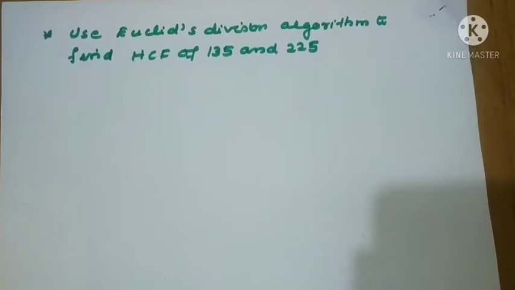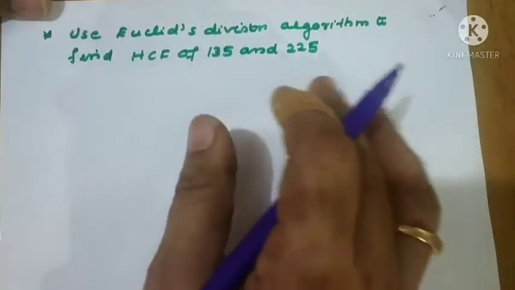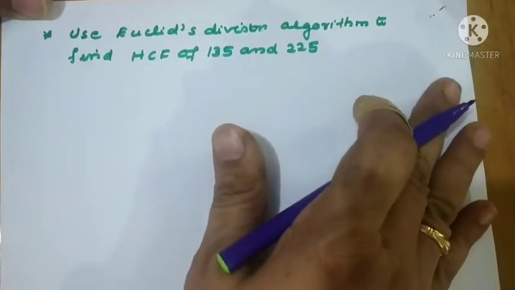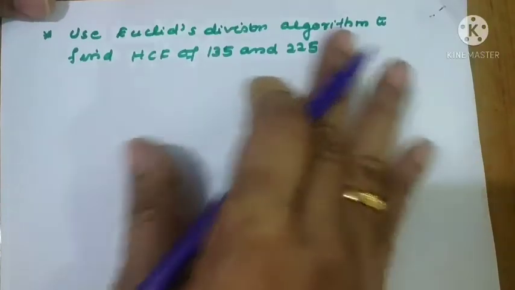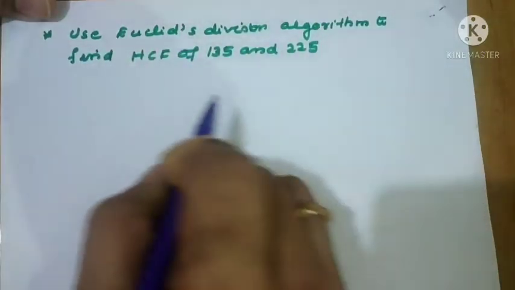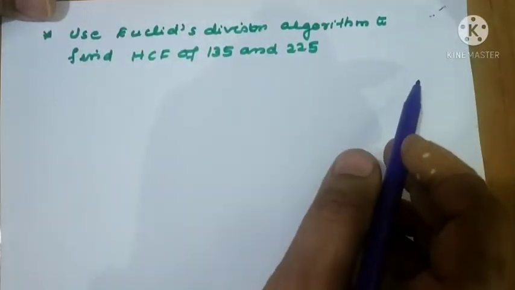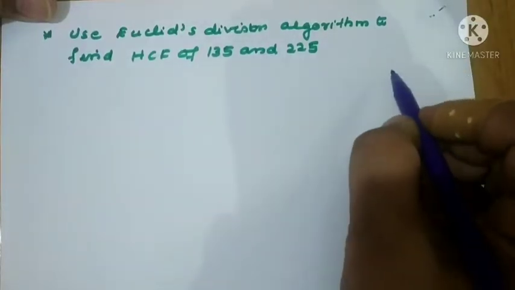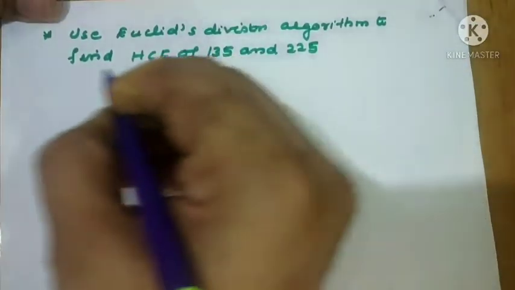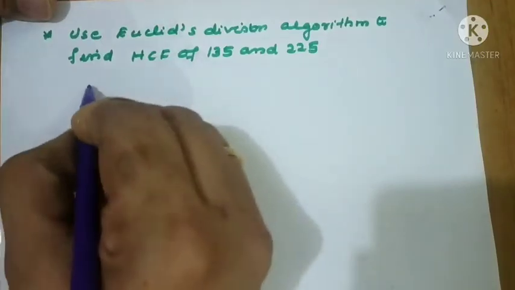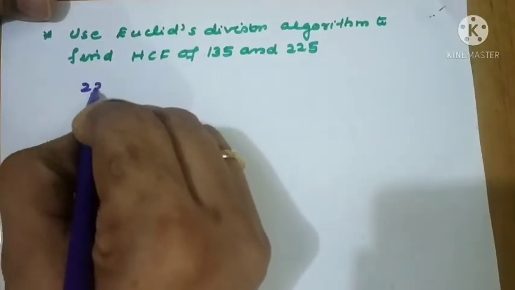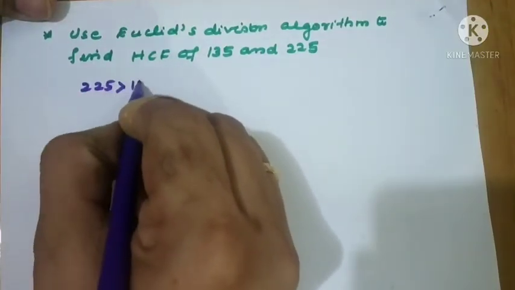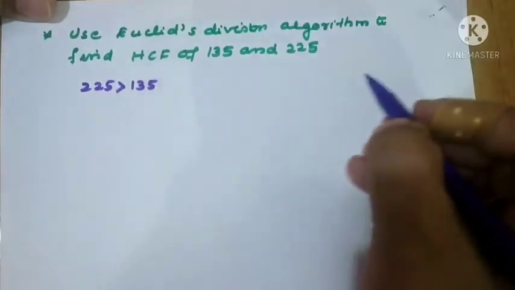Use Euclid division algorithm to find the HCF of 135 and 225. Anybody who doesn't want the right-hand procedure, that is the division method, can go for it directly also, but no error should be there. This division process is very helpful. Let us take 135 and 225, which is the greater number? 225 is greater among 135 and 225.